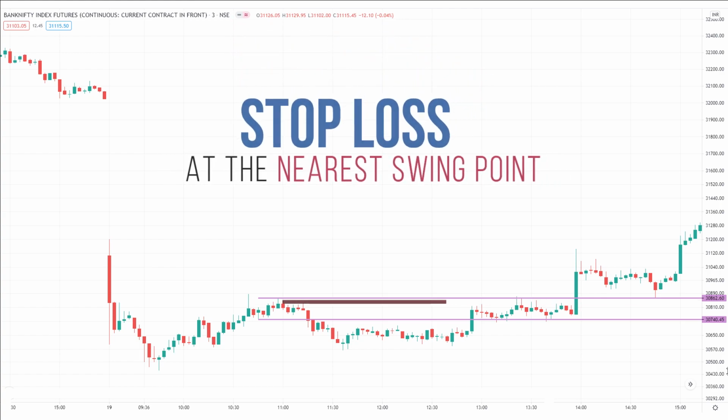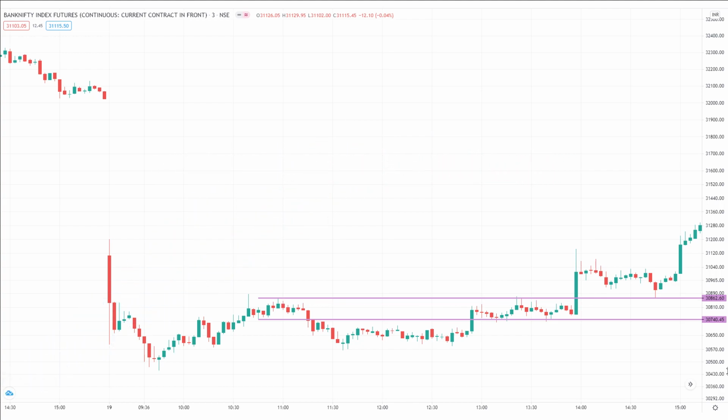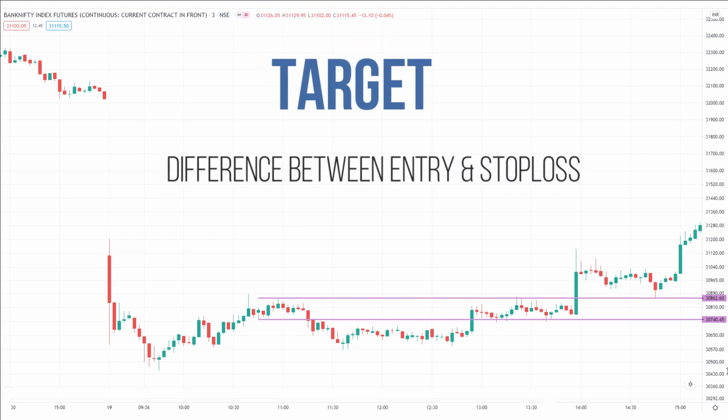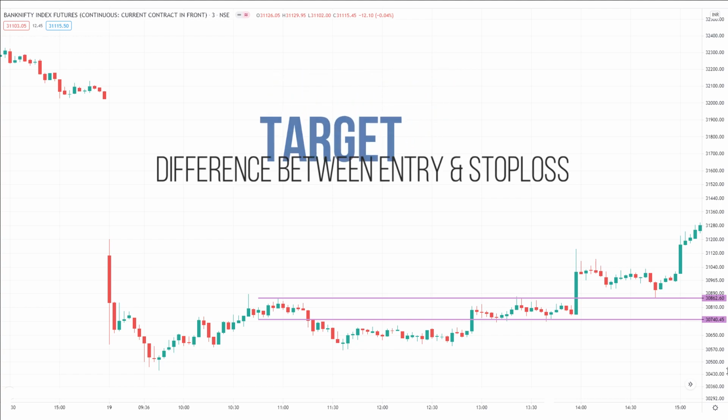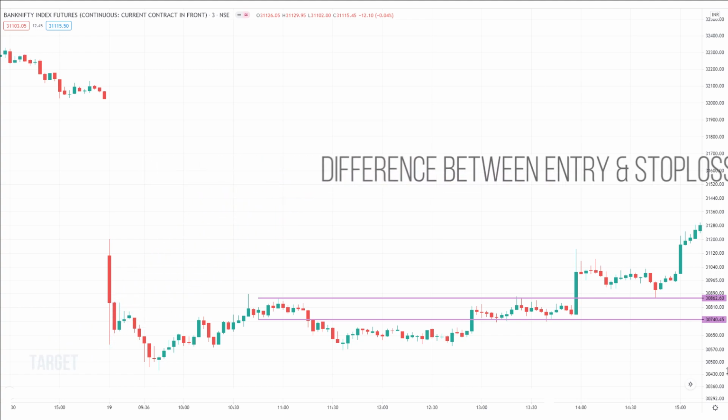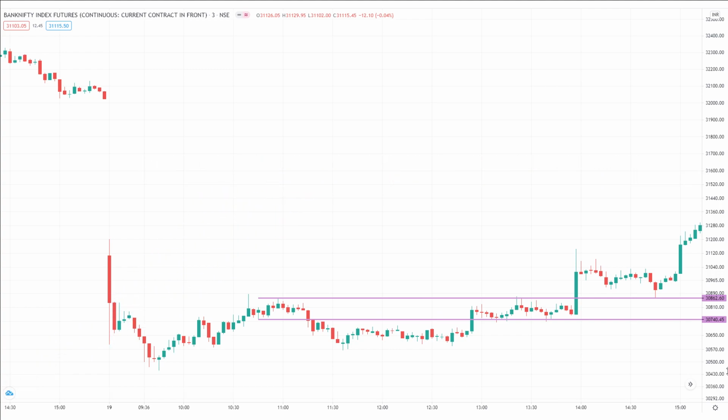And as for the target, you can have multiple targets. For the first target, it's always better to have a 1:1 risk reward. So how much risk you're taking will also be your first point of target. After this you can just multiply it, or you can do some math and go for 1:2 or 1:3. It all depends on how you understand the trend of the day.